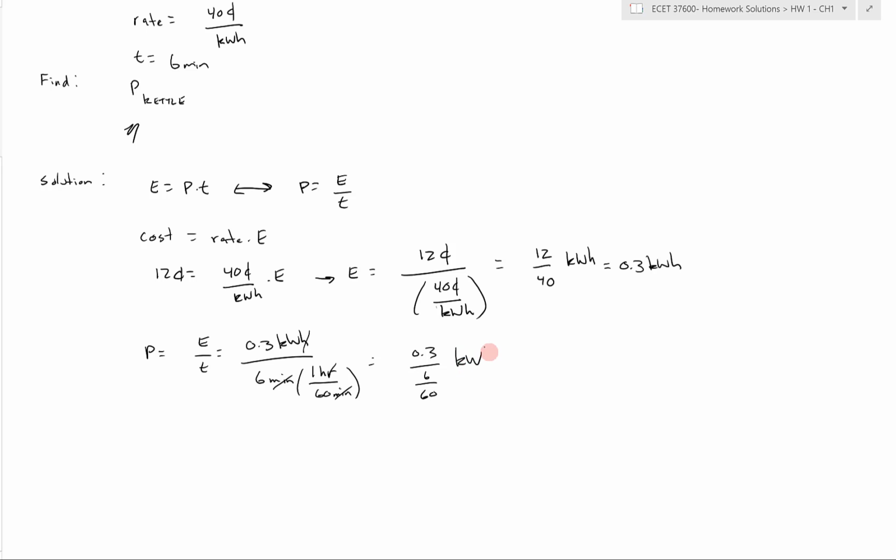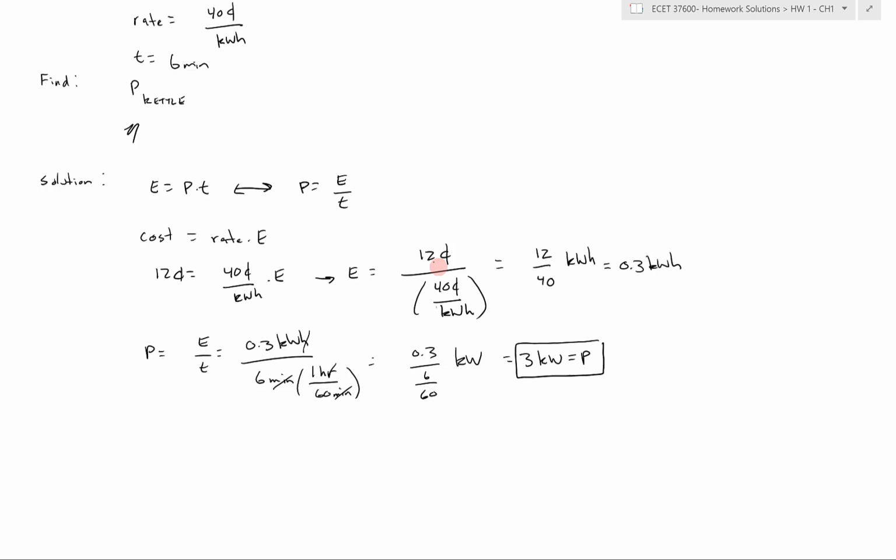kilowatts. So if you do that math, you get 6 divided by 60 is a tenth. 0.3 divided by a tenth is 3. So 3 kilowatts is equal to the power of the tea kettle. So I can tell you what the power of the tea kettle is by knowing how much energy it used over a certain amount of time. So that's the first part of the problem.